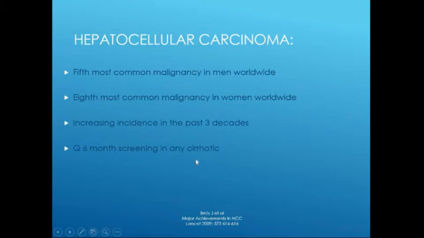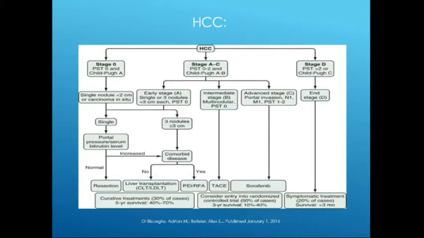fifth most common malignancy in men, eighth most common malignancy in women. There's been an increasing incidence in the past 3 decades, and patients need Q6-month screening intervals if they have cirrhosis to screen for hepatocellular carcinoma. Now, the imaging studies that you would use, I typically rotate an ultrasound of the abdomen with either an MRI or a CT scan every 6 months, and on one of those studies. Alpha fetoprotein levels, the current guidelines say that you really don't need to obtain an alpha fetoprotein every 6 months, but it's not wrong to do that.